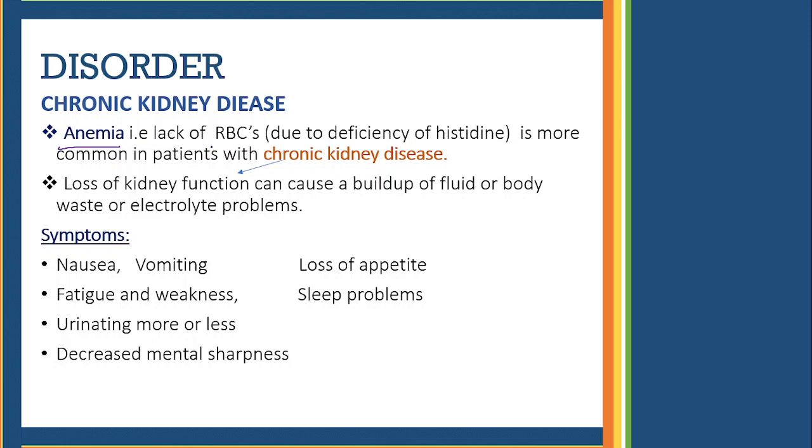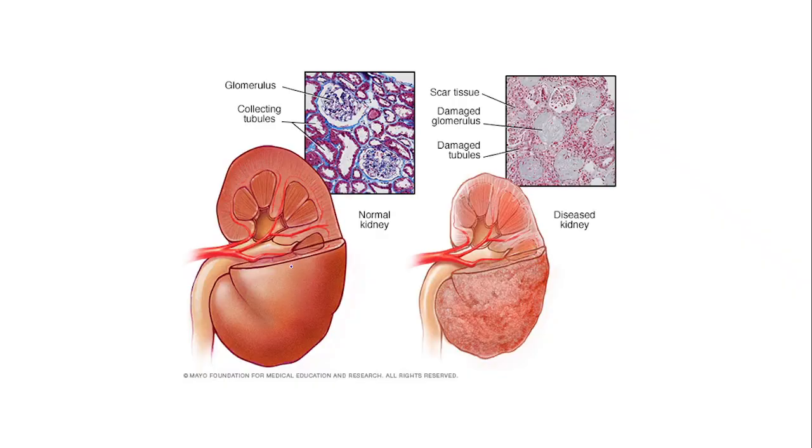Anemia is very common in patients with chronic kidney disease, which is loss of kidney function, we can say. Its symptoms will be nausea, vomiting, loss of appetite, urinating more or less, and decreased mental sharpness. You can see here a normal kidney with the glomerulus, a ball of capillaries, and collecting tubules, and here the damaged kidney with damaged glomerulus and damaged tubules.